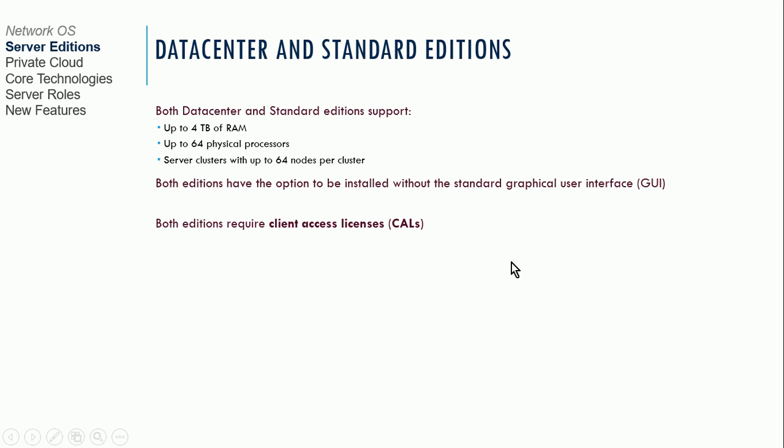Both editions have the option to be installed without a standard graphical user interface, which is important, and that's a mode called Server Core, which is currently the default. So the default mode for Microsoft Windows Server, starting with 2012 and continuing into 2016, is to use the Server Core mode, where you don't have a full graphical user interface. Obviously, when you install Windows 10 or Windows 8.1 or any of the earlier versions of Windows, you have a pretty powerful GUI, and that's really one of the things that I think made Microsoft Windows successful, because of that powerful GUI they had.